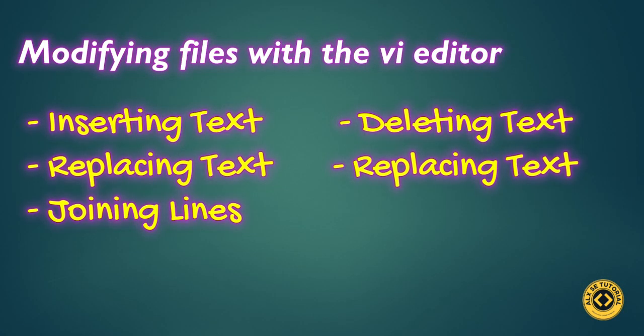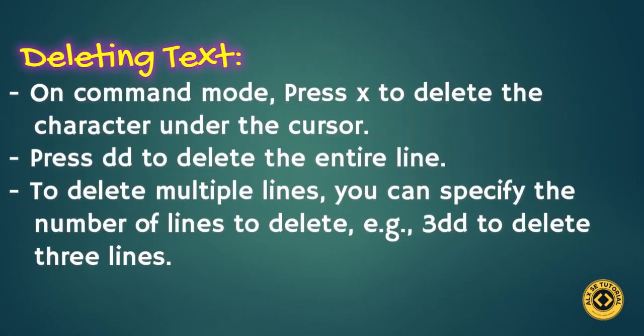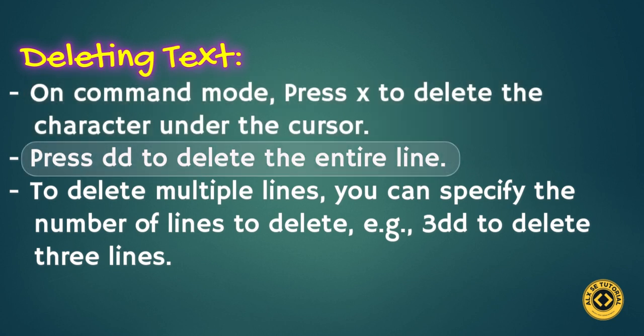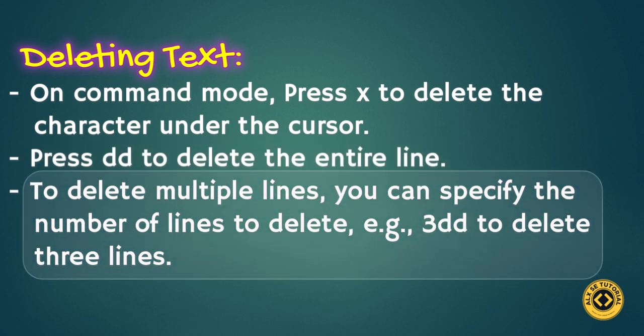The next thing is deleting text. In command mode, we press X to delete, and the character under the cursor is removed. To delete an entire line, we press D twice, that is DD. To delete multiple lines, we can specify the number of lines to delete. For example, we write 3DD to delete 3 lines, or 4DD to delete 4 lines.